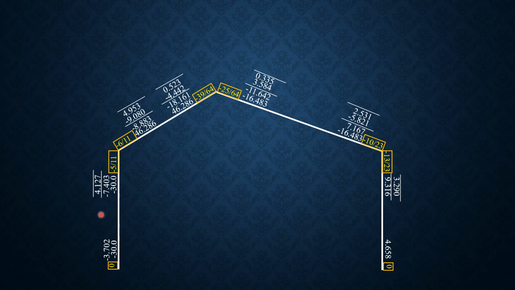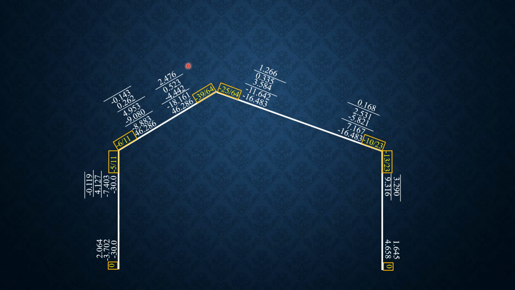Then carry over, half of 0, 0. Half of 4.127, 2.064. Half of 0.523, half of 0.4953. Half of 2.531, half of 0.335. Then half of 0, 0 here, half of 3.290, 1.645. 0.262 times negative 6 over 11, negative 0.143 lakh. 0.262 times negative 5 over 11, negative 0.119 lakh.